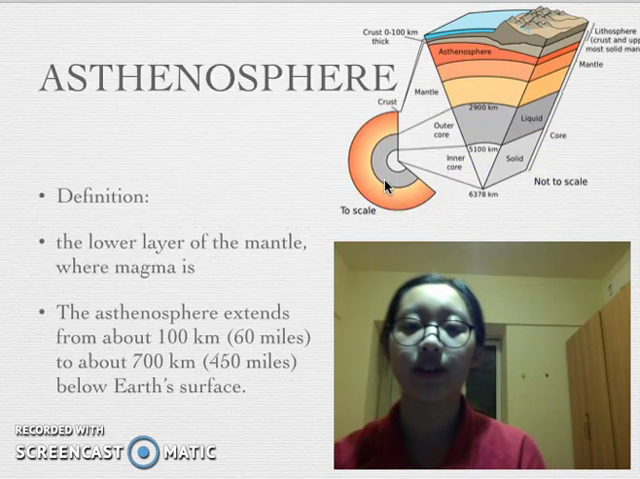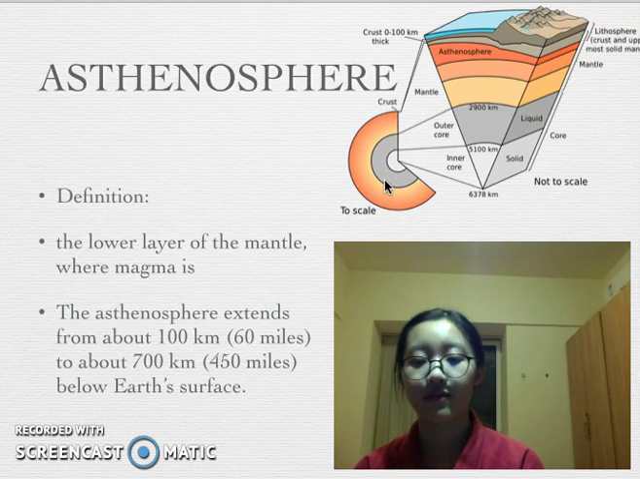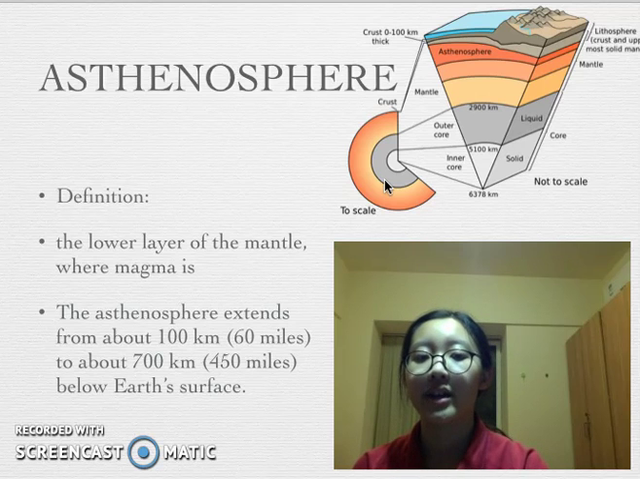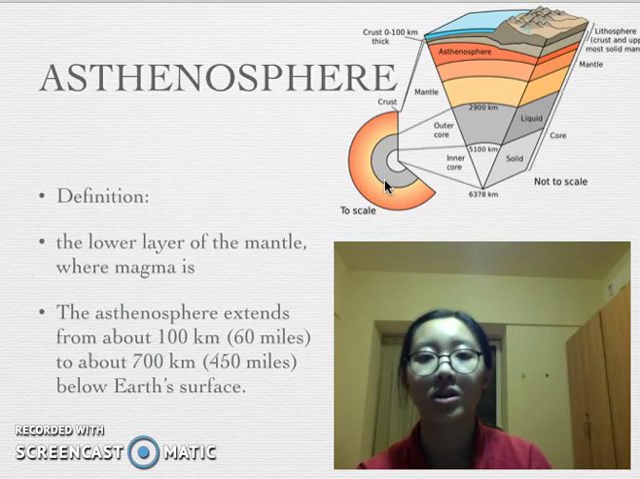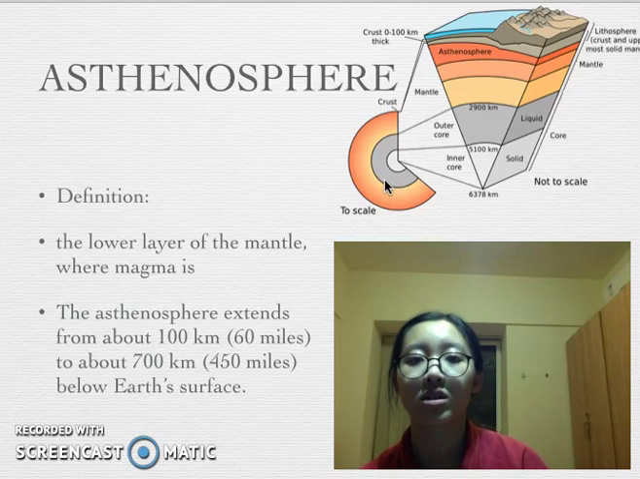The mantle can be divided into two parts. The lower part is called asthenosphere. It also is where the magma is. The asthenosphere extends from about 100 kilometers to about 700 kilometers below the Earth's surface.